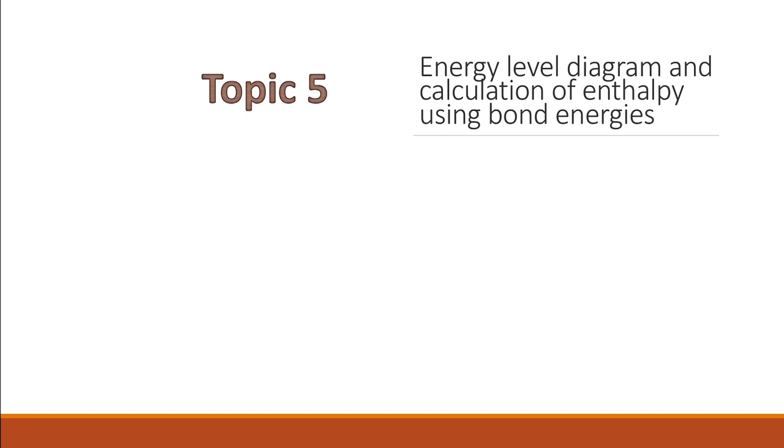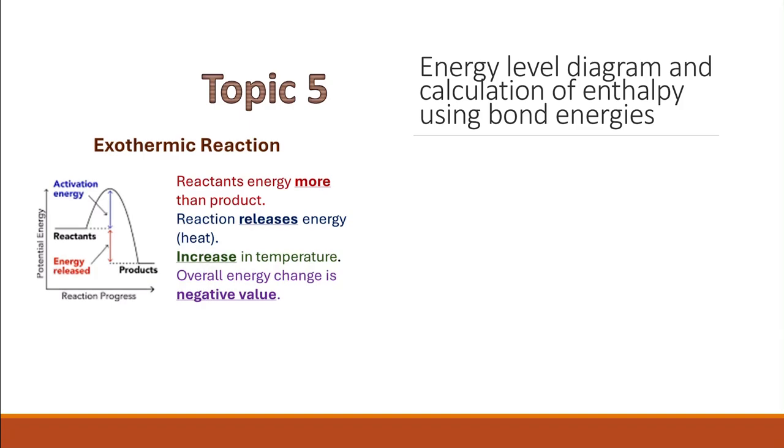Topic 5 is energy level diagrams and calculation of the enthalpy change using bond energy. So remember the difference between exothermic and endothermic reactions. In exothermic reactions, the reactant energy is more than the product energy, as we can see here in the energy profile. The reaction releases energy or releases heat, and there is an increase in the temperature.